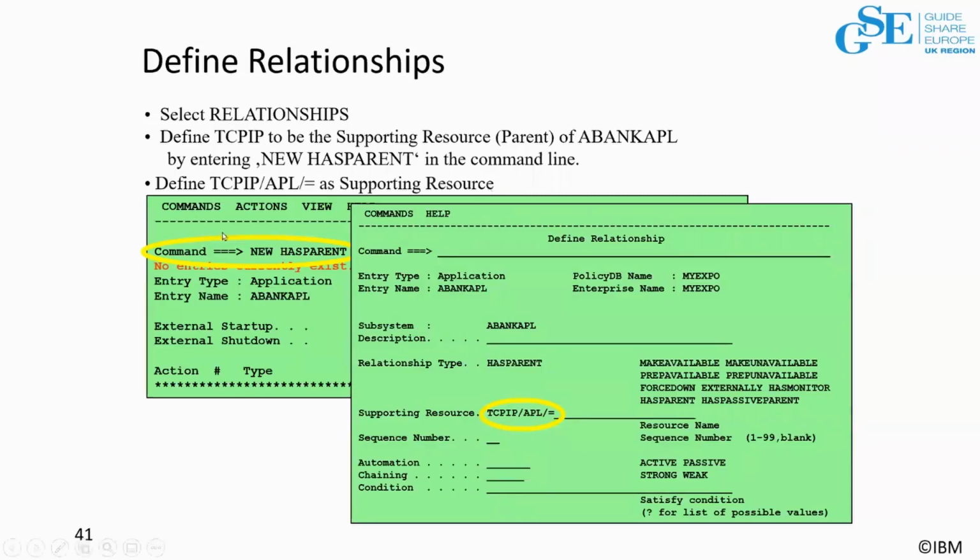So issuing the new has parent command there launches this panel. So it tells you this is the resource that you want to establish a relationship for. This is the relationship type that you want, and you can see there are lots of other relationship types you can have. And this is the resource that we're establishing the relationship to. And you can also set a condition on the relationship if you want. An individual resource can have multiple relationships to other resources. It's not just a one-to-one.